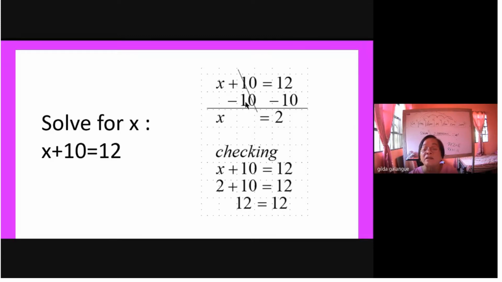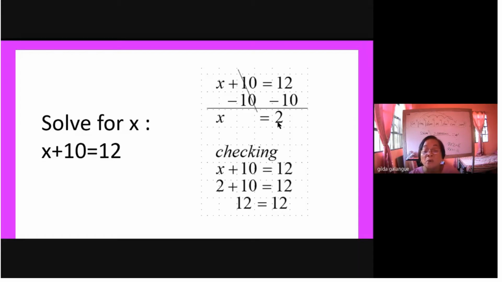In order to eliminate 10, we need to add negative 10, which is the opposite of 10, to both sides of the equation. If we add the same quantity on both sides of the equation, it doesn't change the value of the equation. So we can cancel 10 and negative 10, bring down x, 12 minus 10 is 2. So our answer is 2.